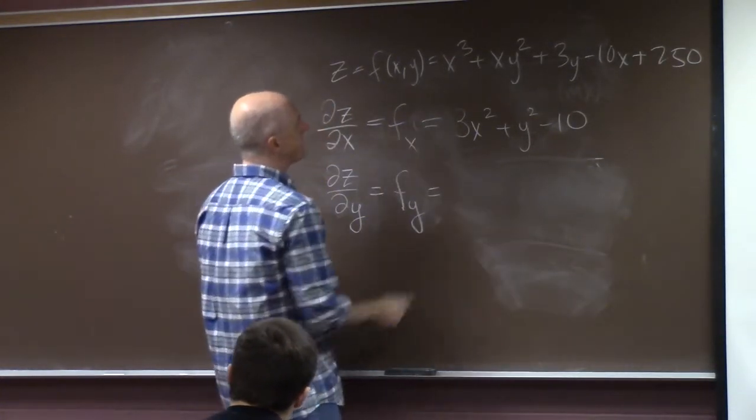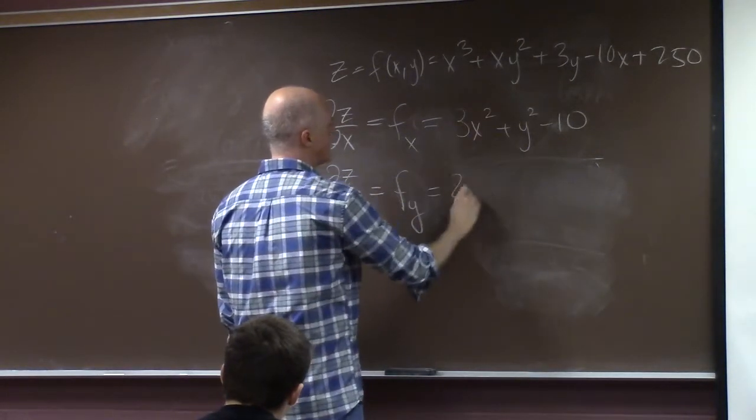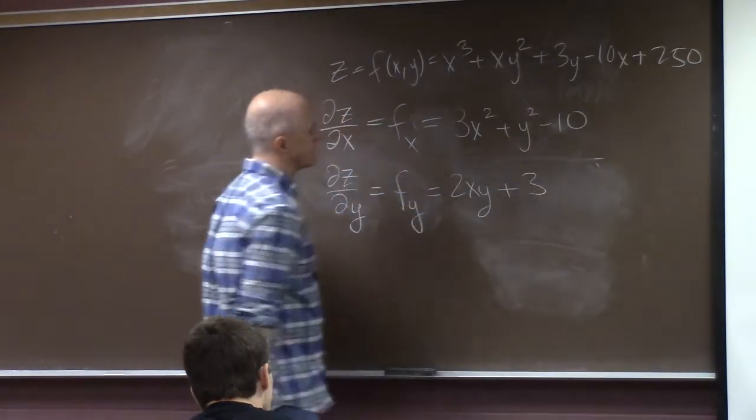Treat the x like a constant, so the derivative of x cubed will be 0. The derivative of this with respect to y will be 2xy. That's going to give you 3, and then the other two are going to give you 0.